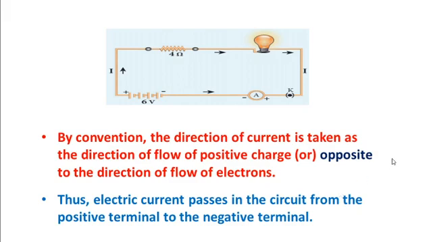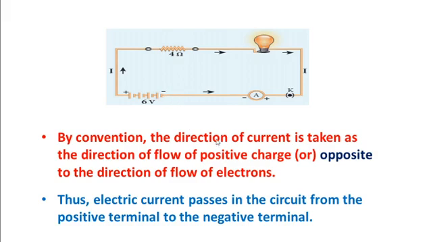Then the movement of the positive charge is called conventional current. The flow of electrons is termed as electron current. In electrical circuits, the positive terminal is represented by a long line and the negative terminal by a short line. So here the long line indicates positive, and this small line indicates the negative terminal.